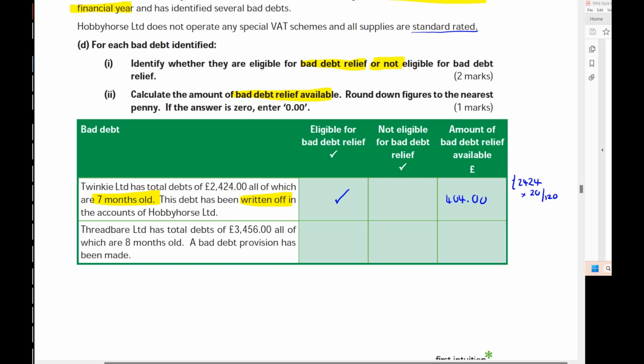And I've got Threadbare. Threadbare has total debts of 3456, all of which are 8 months old, so it meets the time criteria. A bad debt provision has been made. We cannot reclaim the VAT on a bad debt provision, where we're basically saying, oh yeah, we think some of our debts might turn bad, but we're not sure. That's not okay. We have to know specifically who it is, how old the debt is. We have to write the debt off very specifically in our books. That's not happening here, so we're not eligible for bad debt relief with that one.